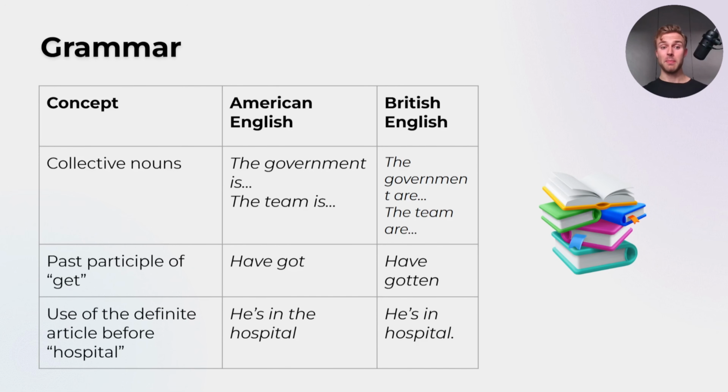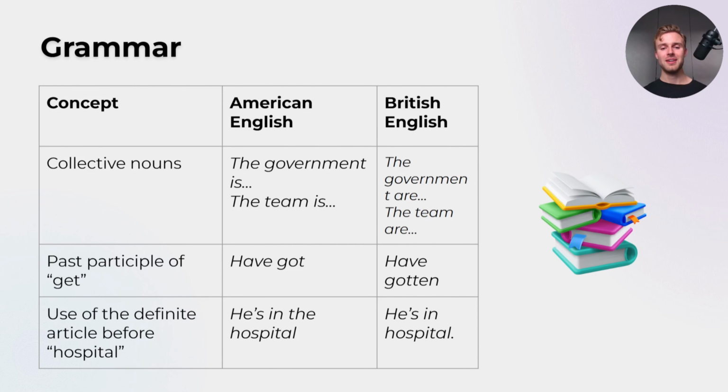Now, the past participle of the verb to get in British English might be have got. For example, I've got a good score on my test. In American English, they might say gotten. I have gotten a good score on my test.